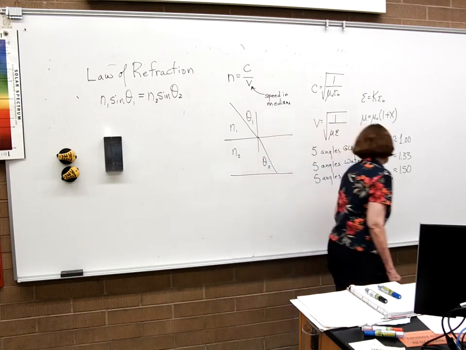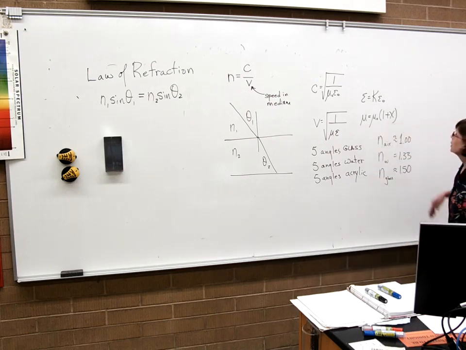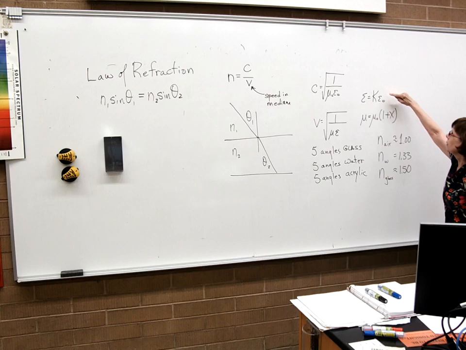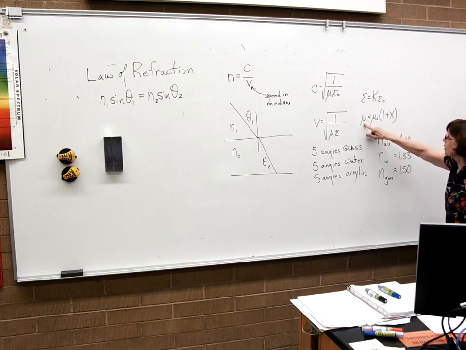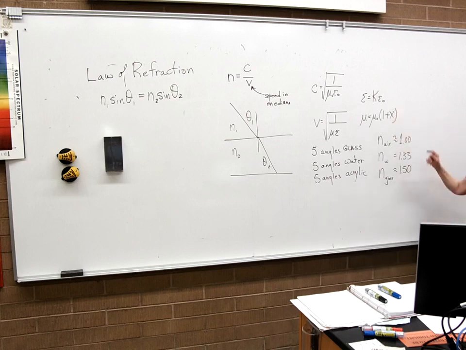So functionally speaking, for most practical purposes, the refractive index will be a function of the dielectric constant that relates the permittivity of free space to the permittivity of the material, and the permeability of the material will be a function of the permeability of free space times the quantity 1 plus chi, which is known as the magnetic susceptibility. The refractive index of air is 1.